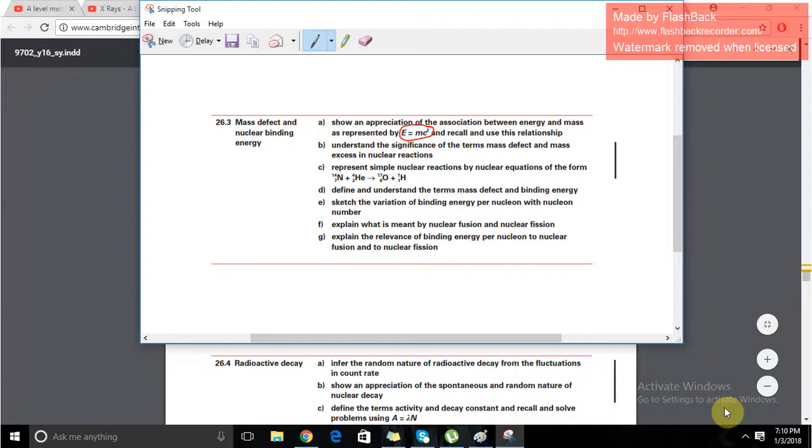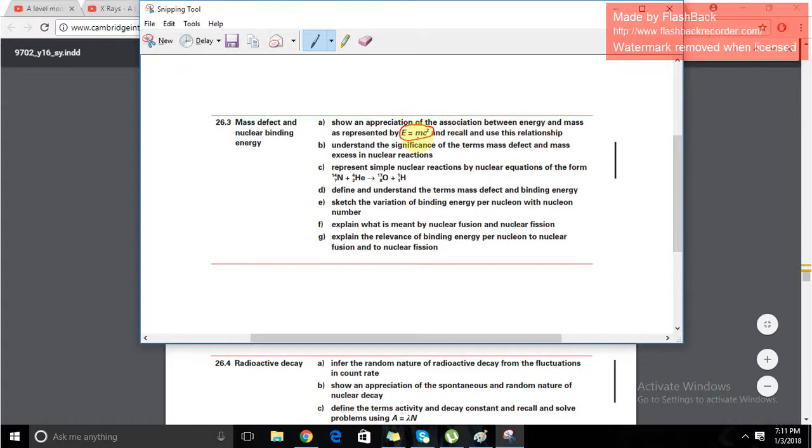So if someone were to ask you to find out the value of the nuclear binding energy of a particular nucleus, you find out the mass defect first. That is the difference between the mass of the individual components and the mass of the whole nucleus, right? And you need the difference to be in kilograms.